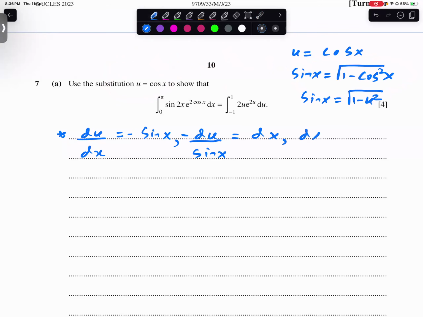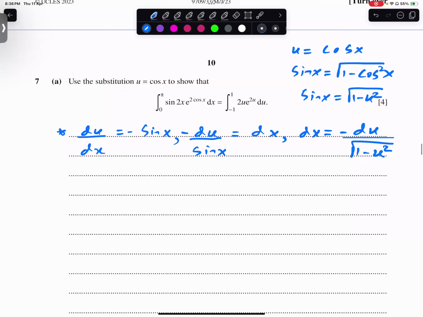So dx will be minus du divided by under root 1 minus u square. This is dx. Now limits. What is your limit? So my limits are x is equal to 0. So put 0 in the substitution. So cos 0 is 1. So if x is pi, so u is equal to cos pi, and cos pi is minus 1.